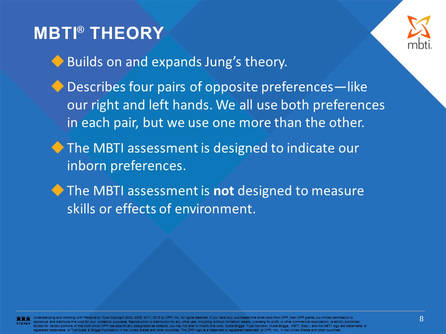The MBTI theory builds on and expands Jung's theory, and it describes four pairs of opposite preferences. And just like we may be able to use both our right and our left hands, we use all 8 of these preferences, or both preferences in each pair. We just prefer one more than the other. The MBTI assessment is designed to indicate what our inborn preferences are. It's not designed to measure our skills or the effect of environment or training. It's just meant to measure our preferences.